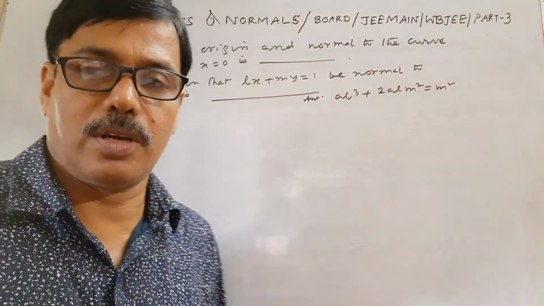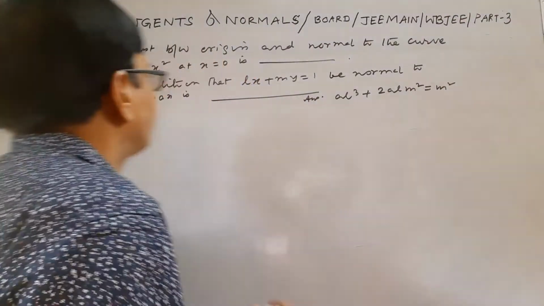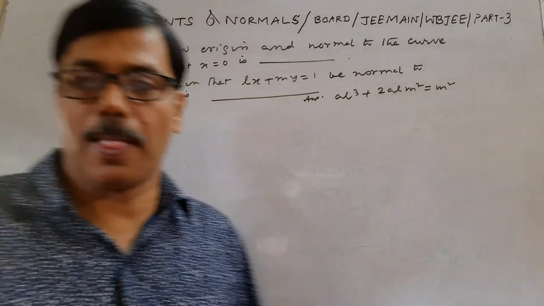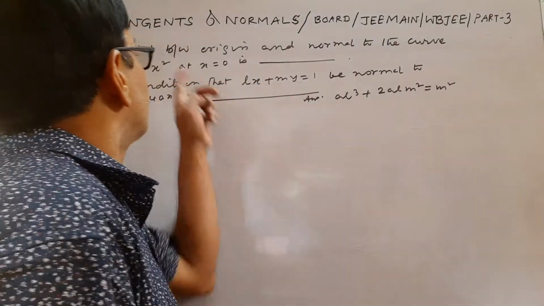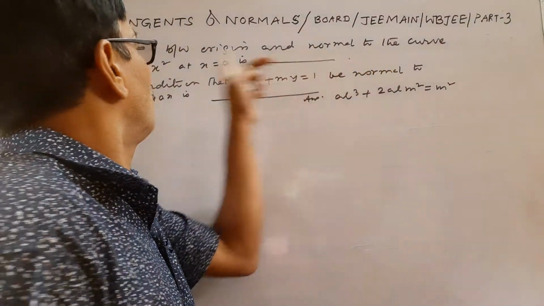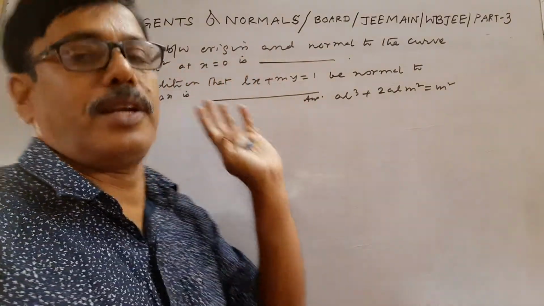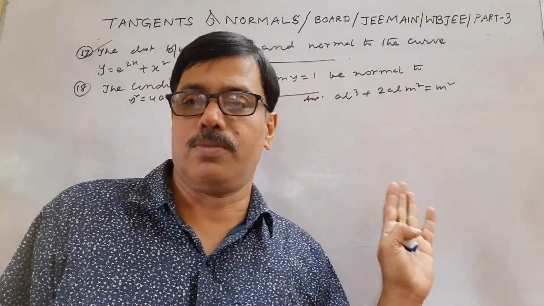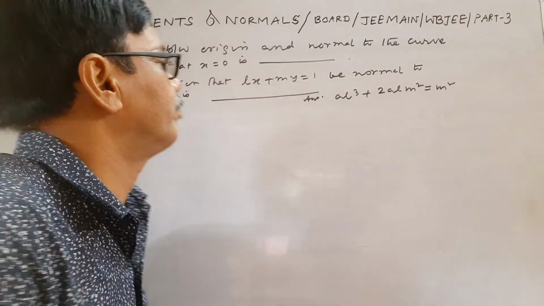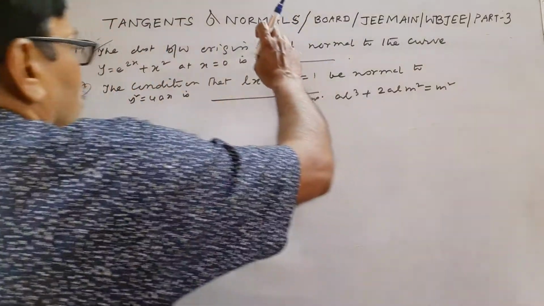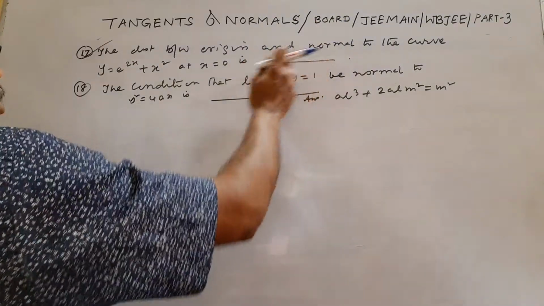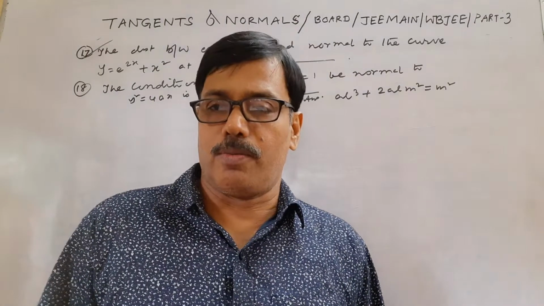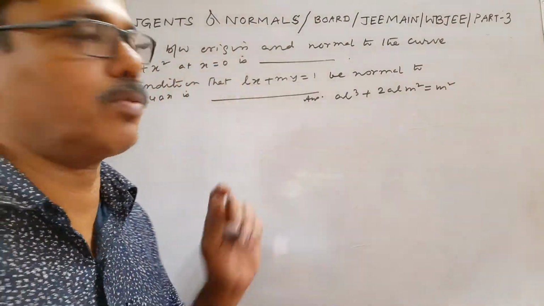Now we consider two more problems. Problem number 17. The distance between the origin and the normal to the curve at x equals 0. This is a board problem, 2 marks only. Simple. So we have to find the equation of the normal at x equals 0. Then you have to find its distance from the origin.